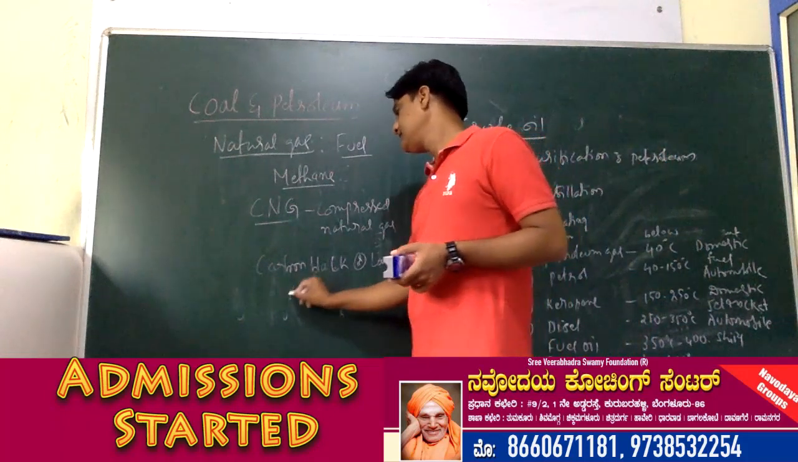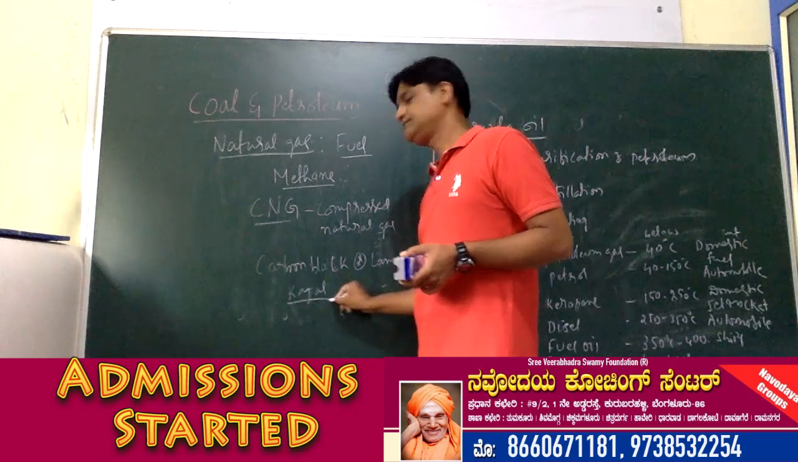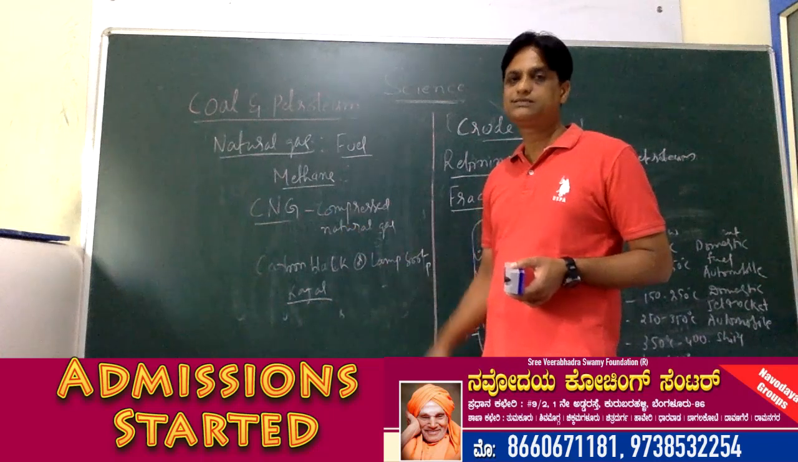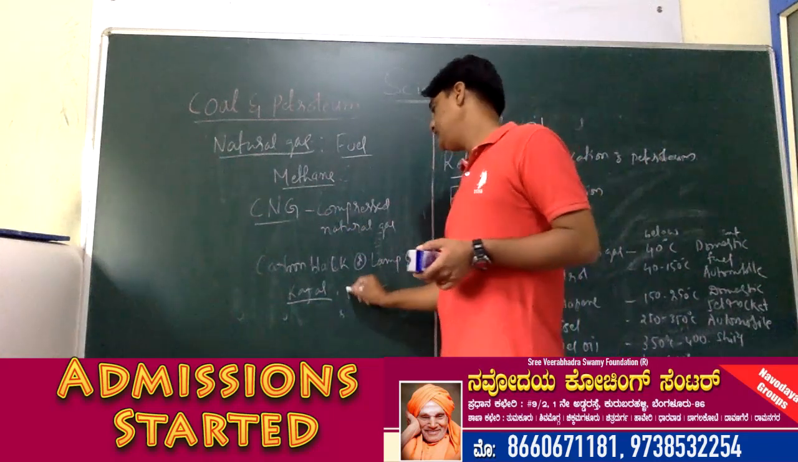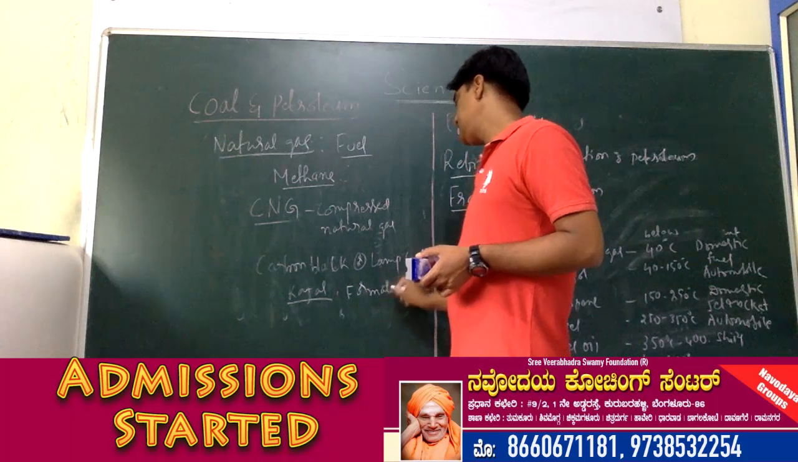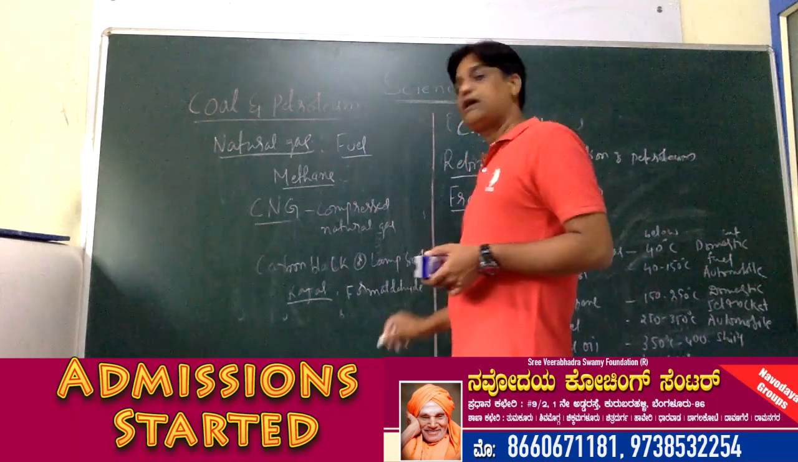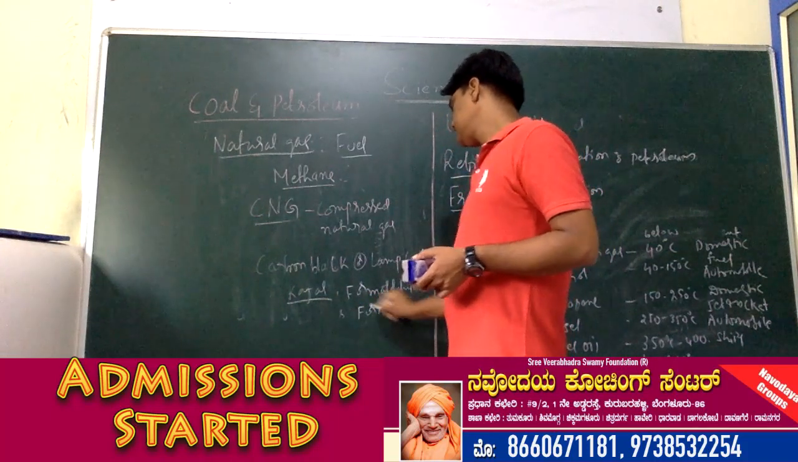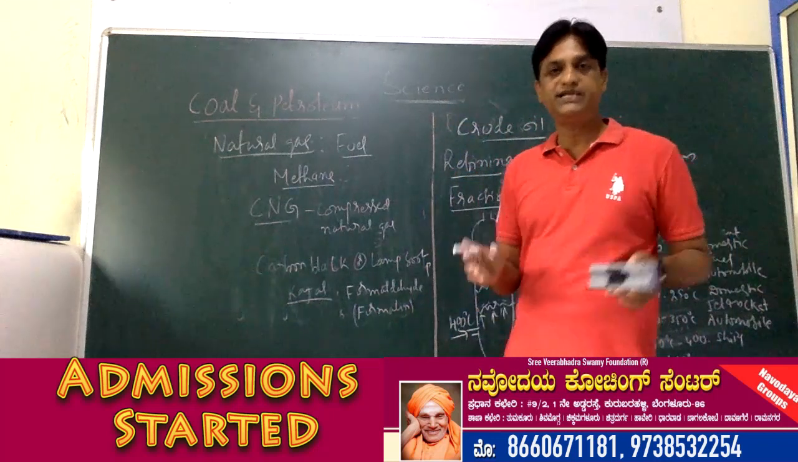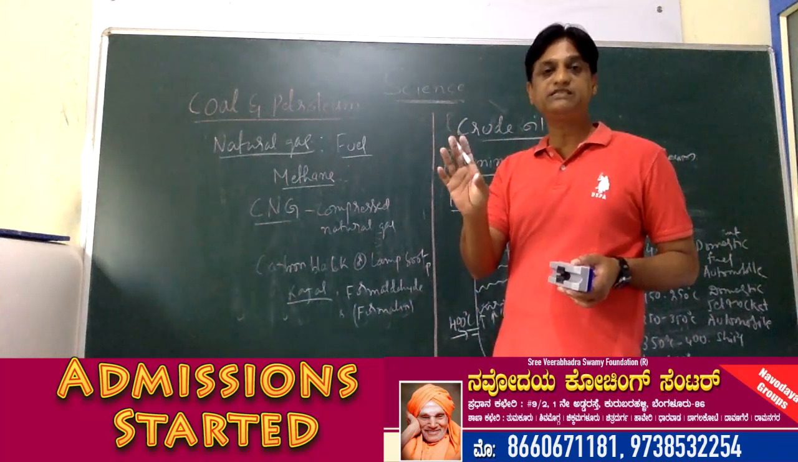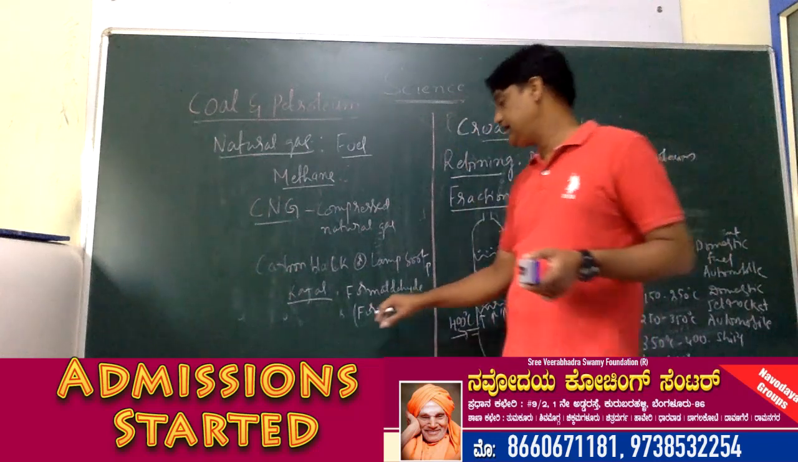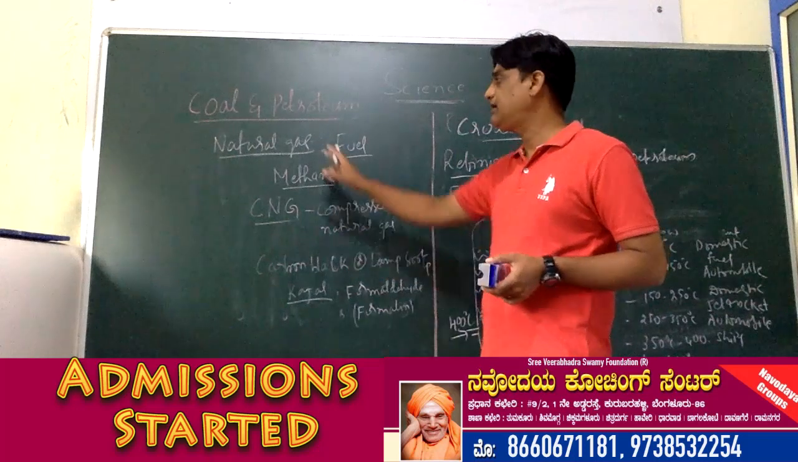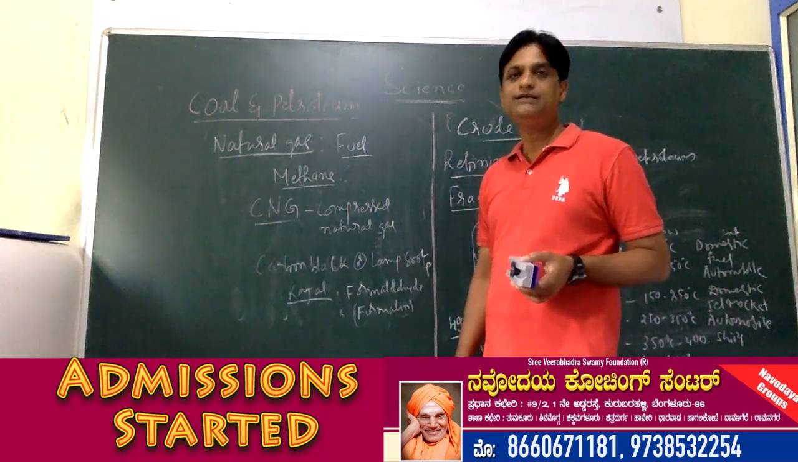Similarly, kajal is also prepared starting from natural gas. And one more important chemical is called formaldehyde, formalin. So formalin solution you might have seen. Biological specimens are preserved in a liquid and that liquid is called formalin. That formalin is actually prepared starting from natural gas.